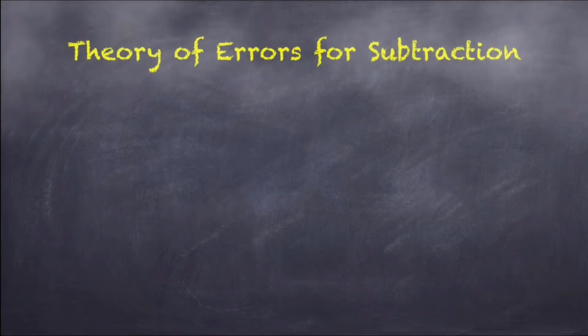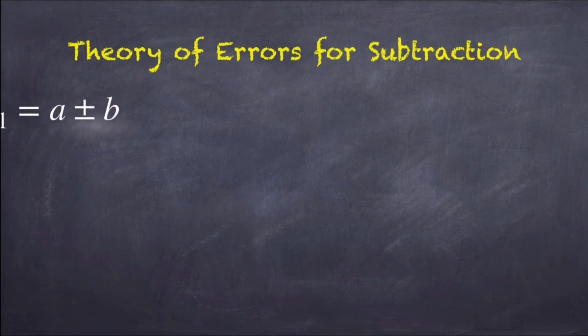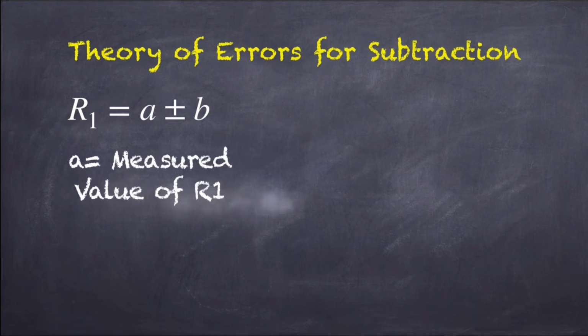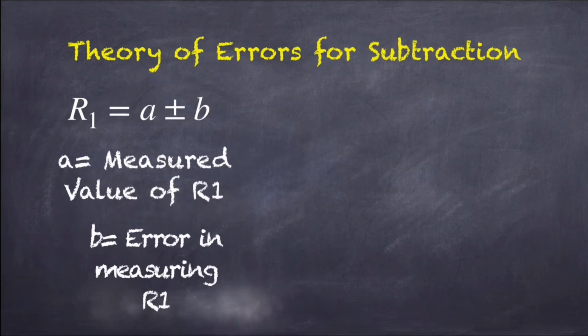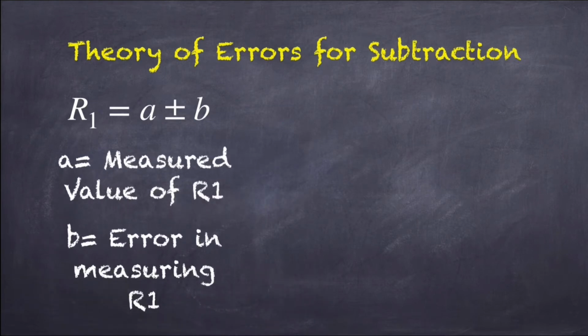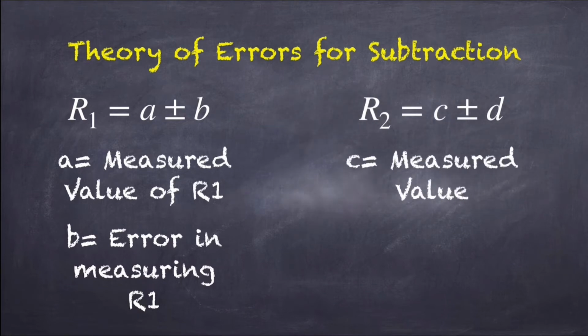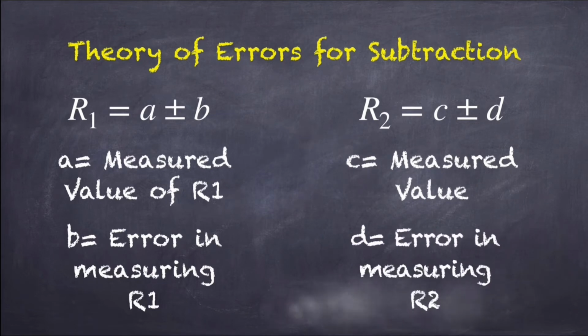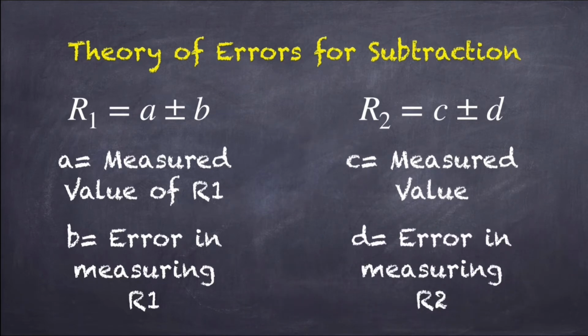Now let us study the theory of errors for subtraction. Over here, let R1 be equal to a plus minus b, where a is the measured value of R1 and b is the error in measuring the value of R1, that is the absolute error. And R2 is equal to c plus minus d, where c is the measured value of R2 and d is the error in measuring the value of R2, particularly the absolute error.